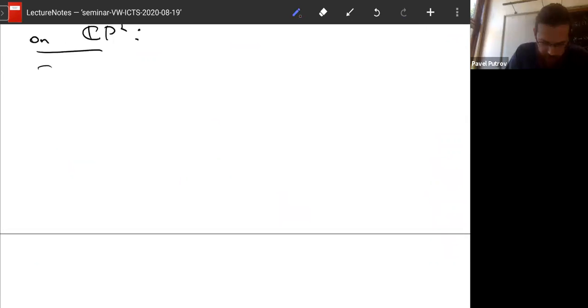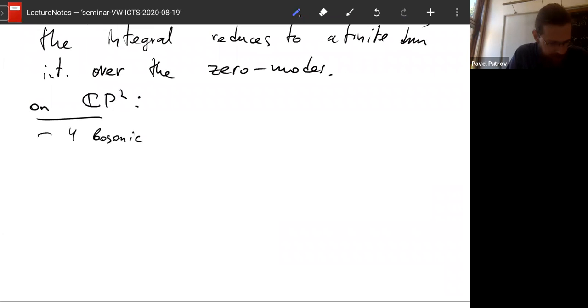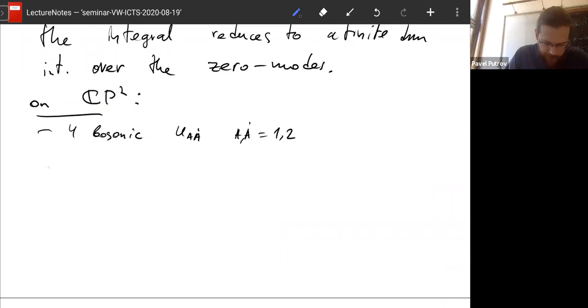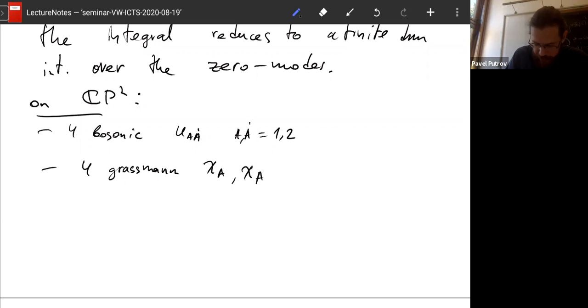So there are four bosonic zero modes, which it's convenient to combine in a 2x2 matrix with indices going 1, 2, and there will be 4 Grassmann zero modes as we counted, which it's convenient to denote by chi A and chi bar A. Again, A and bar go from 1 to 2. And there will be 1 auxiliary mode, which we will denote by just H.